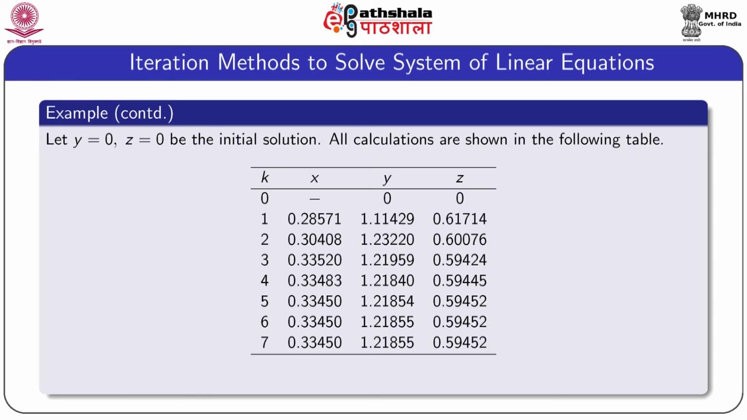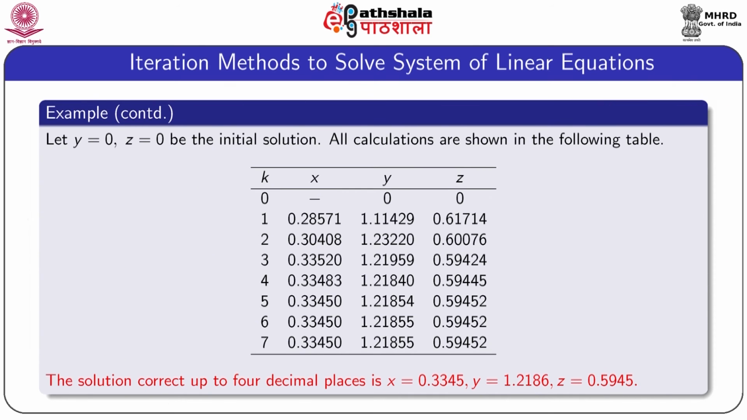So, using this concept, we calculate all iterated values of the given system of equations, and note that the last two rows, that means the 6th iteration and 7th iteration values, are the same. This indicates that the iteration scheme converges to a root, and hence the solution of the given system of equations correct up to 4 decimal places is x equal to 0.3345, y equal to 1.2186 and z equal to 0.5945.